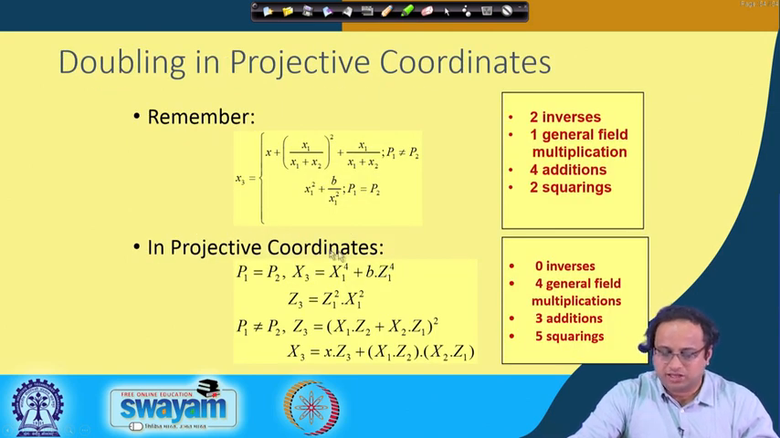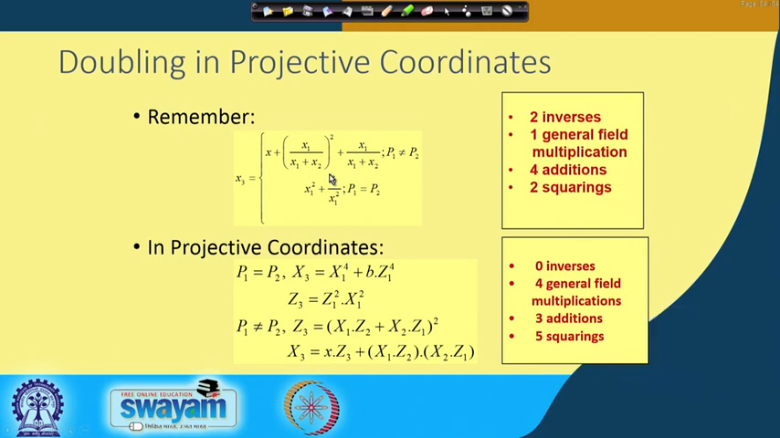So, let us relook at the equations to understand this. For example, this was my equation which we derived for doing the doubling in the projective coordinates. Let us take an easy example, the doubling, and a similar thing can be done for addition as well, which I leave as an exercise. So let us see this equation: x3 equals x1 square plus b by x1 square.